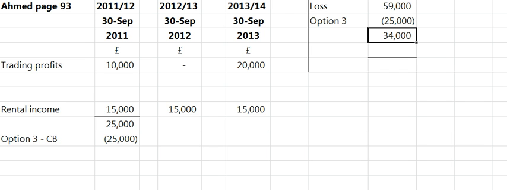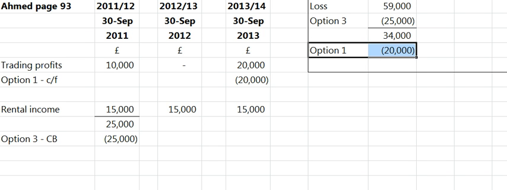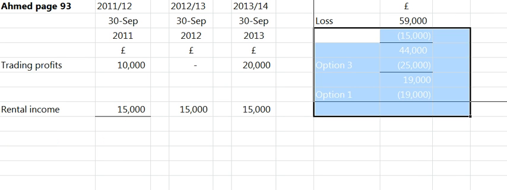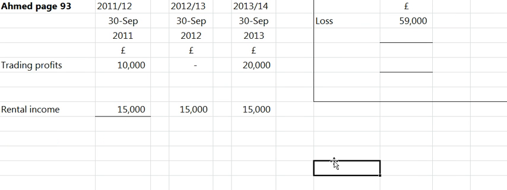If we're just going to do a carry back, then what you have to do next is carry it forward, and we're going to use it against the first available profits, trading profit in 13-14, 20,000, and then we've got a loss carry forward again to the first available next trading profits of 14. Now the last option is a combination of option 2 and option 3. So again, we're going to do a current year, and then we're going to do a carry back.